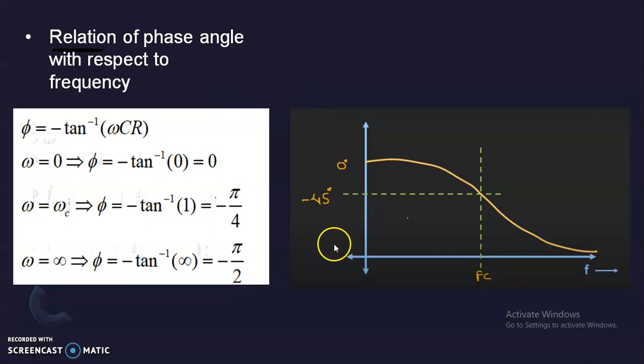So the frequency response curve, the phase angle and frequency relation, can be plotted as such. We get this curve for the phase equal to minus 45 degrees. The frequency is FC, which equals 1 by 2 pi RC.